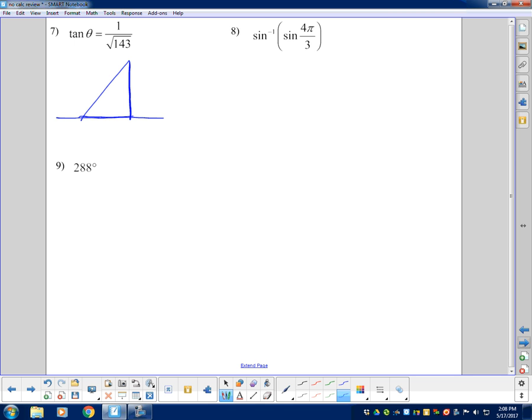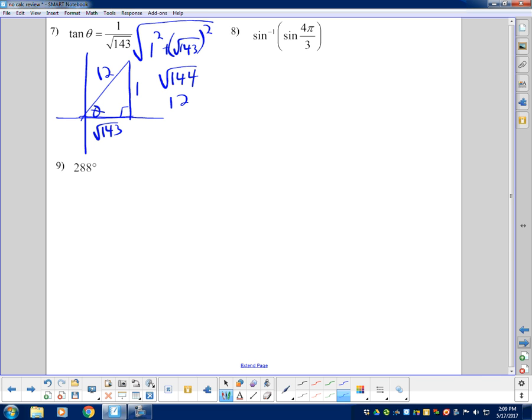Here we are, first quadrant, here's theta. That's saying the opposite is 1, and the adjacent is square root of 143, obviously not to scale here. Square root of 143, opposite is 1. We would use the Pythagorean theorem. 1 squared plus square root of 143 squared, take the square root of that thing. That's 1 plus 143 is 144. Square root of 144 is 12, so that's 12.